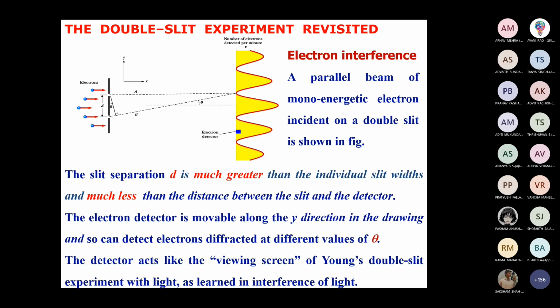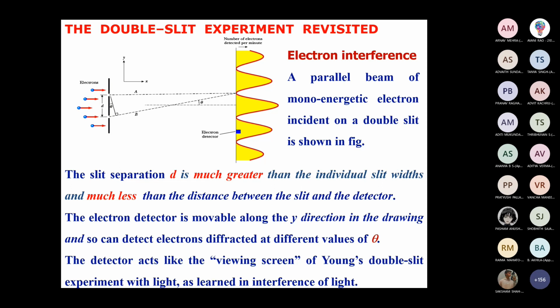But the moment you relax this condition of a being very, very less than lambda, you notice that the diffraction effects come into the picture and the interference pattern gets perturbed. That means you will see the diffraction pattern, where the intensity of the bright bands is not the same as in the interference pattern, and also you will see some of the interference bands missing.